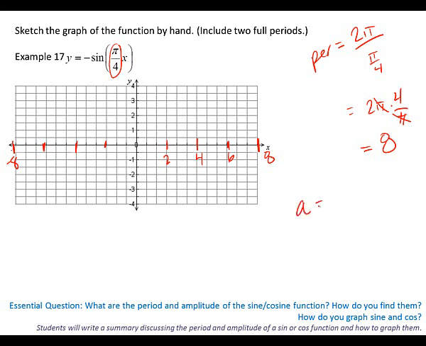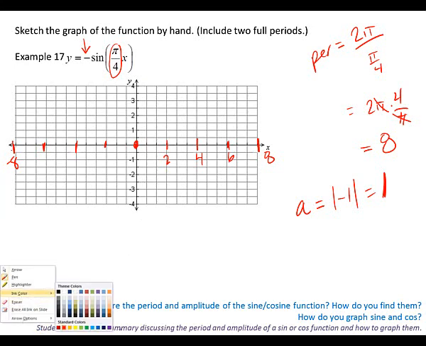All right, what's the amplitude this time? The amplitude is 1. We know sine starts at 0. This is going to tell us which direction we go first. If it's positive on the sine, we're going to go up. If it's negative on the sine, where are we going to go? Down. Okay, so let's go down with this one.